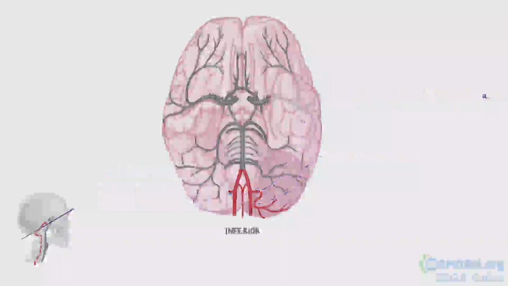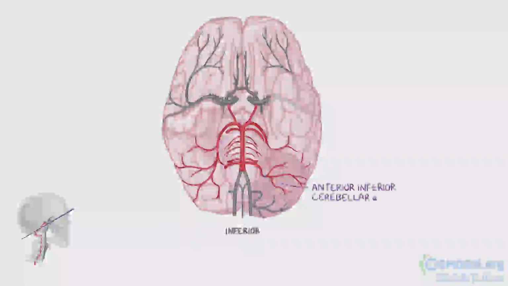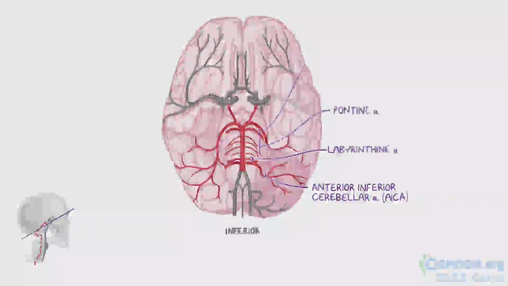Now let's look at the basilar artery. After its origin, it ascends along the ventral surface of the pons. On its way, it gives off 4 paired collateral branches: the anterior inferior cerebellar arteries, or AICA, the labyrinthine arteries, the pontine arteries, and the superior cerebellar arteries.